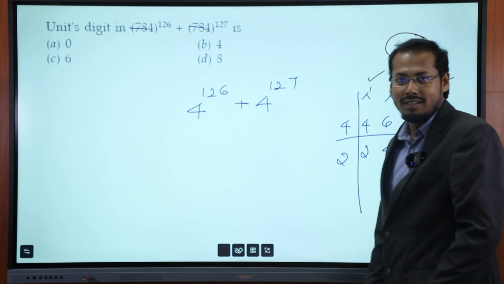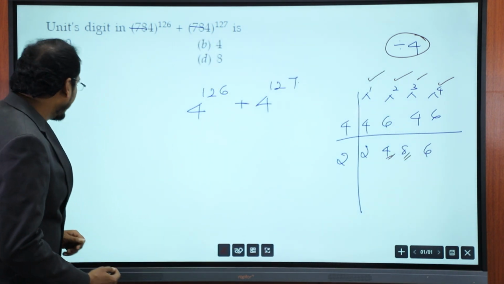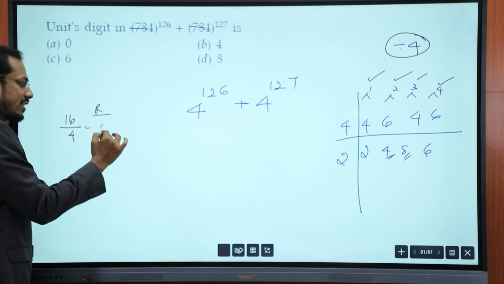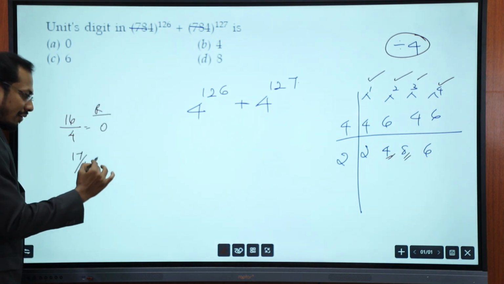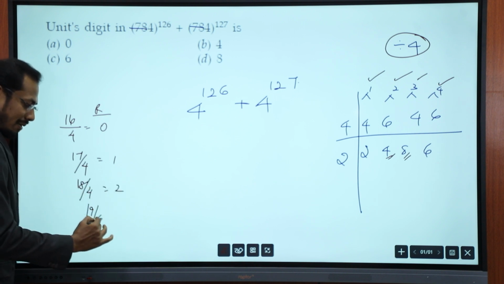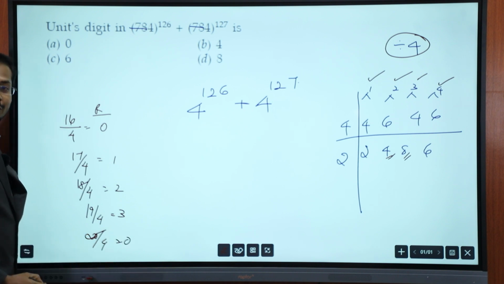It is not possible, right? Can you get it? See, if I take a number like this, 16 divided by 4, remainder is 0. 17 divided by 4, remainder is 1. 18 divided by 4, remainder 2. 19 divided by 4, remainder 3. 20 divided by 4, again 0. So our remainder will be from 0 to 3.